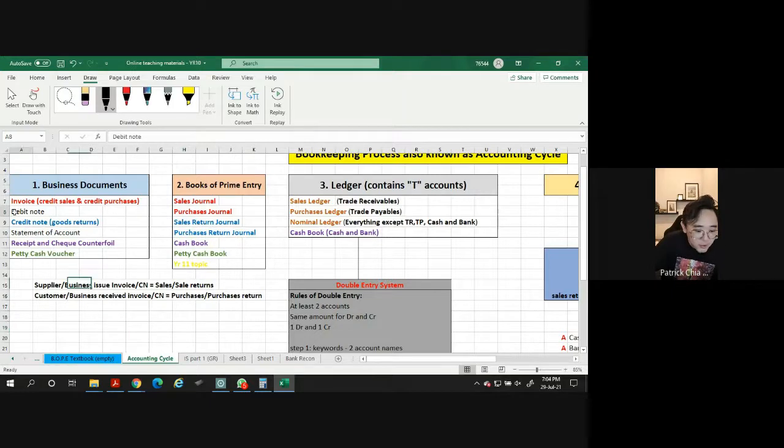So debit note, how come there's no color for it? Because there's no need to record it, remember? Debit note is just a complaint. Complaint by who? Customer. So no need to record. That's why I didn't put any color.